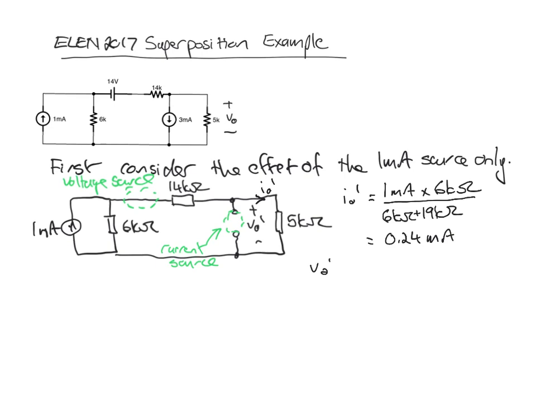Now we can use Ohm's law to calculate VO dashed. So VO dashed is equal to 5 kilo ohms times 0.24 milliamps, and that's equal to 1.2 volts. And this is the first part that we need to calculate VO.